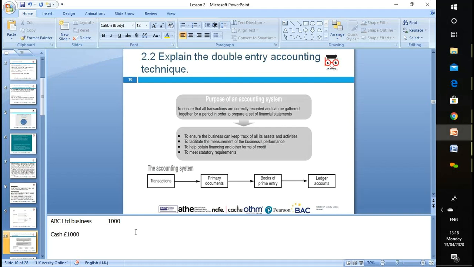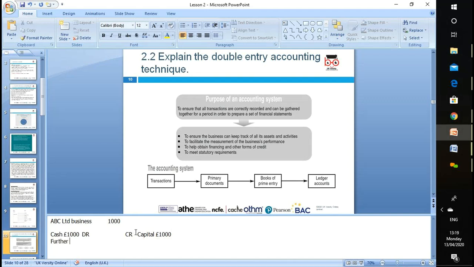So we'll do debit your £1,000, and we'll use the word DR to debit, and we'll use CR is credit. That's your capital in the business, which is also £1,000. So 1,000 debit, 1,000 credit.